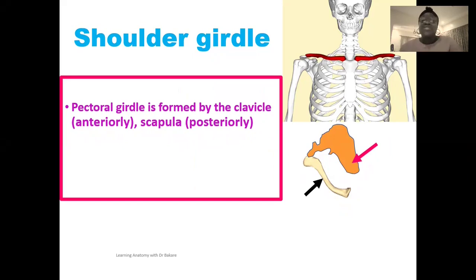And of course, at the lateral region of the scapula, we have an indentation that is referred to as the glenoid cavity. It is this glenoid cavity that receives the head of the humerus. And this is what is projected here in this lower image.